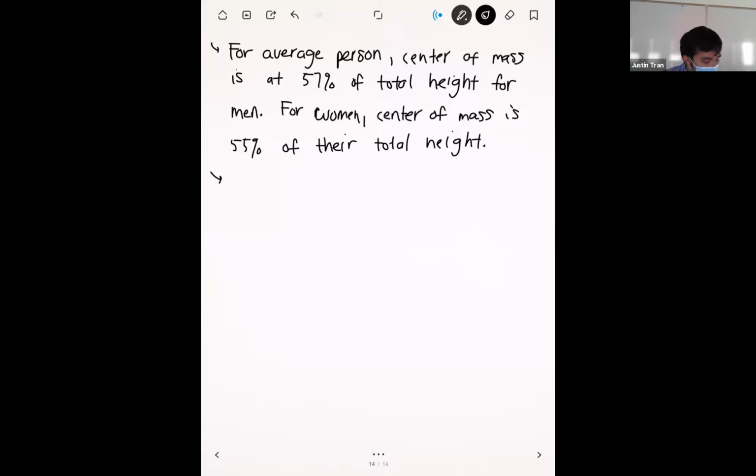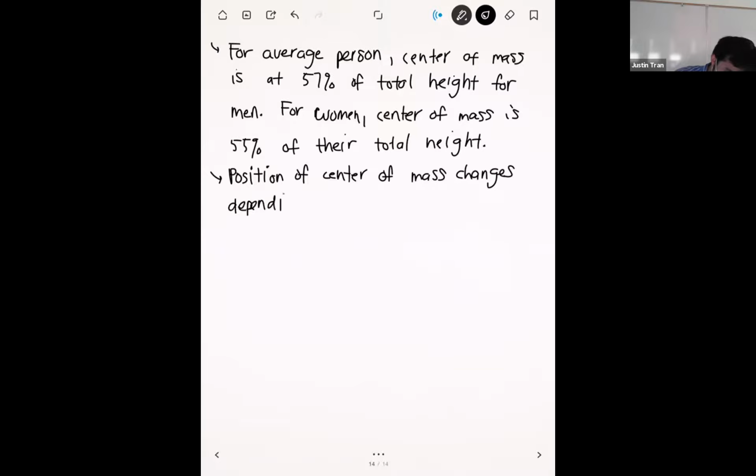And so just like I mentioned previously, the location of your center of mass will depend on the orientation of your body. Okay. And so you can actually change the location of your center of mass depending on what you're doing with your body. Okay. And so let's redo the last example, but let's consider a case where the person raises their arms.